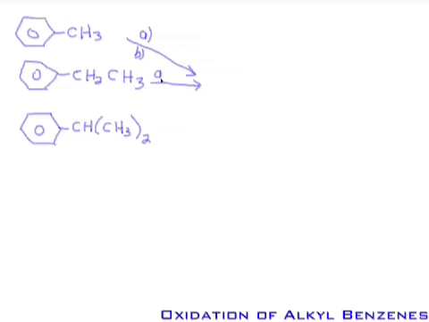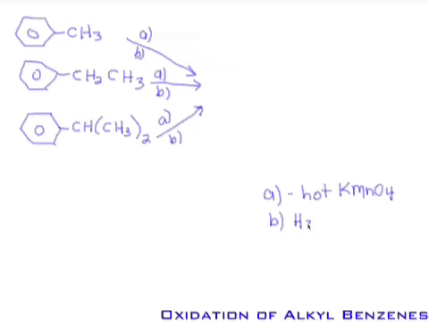So you have A and B. What is A and B? Compound A is hot KMnO4. So KMnO4 and heat. Reagent B is acid, H3O+, so just H+. Hot KMnO4 and acid. And if you react this, you will make benzoic acid.